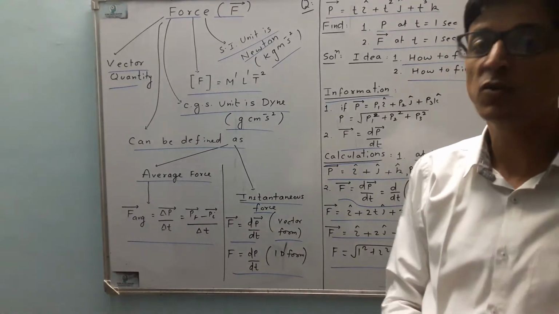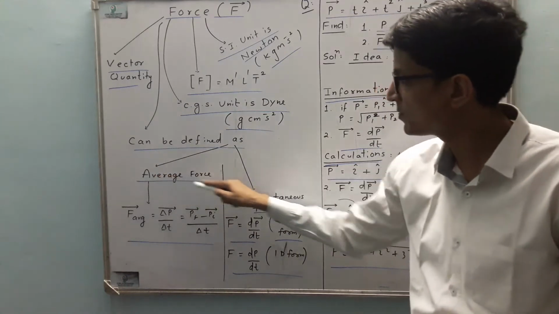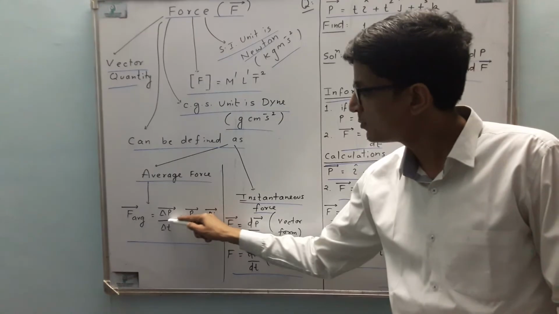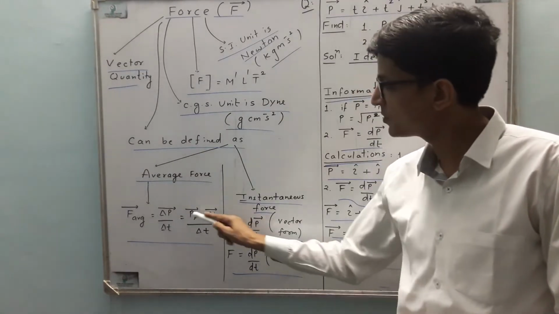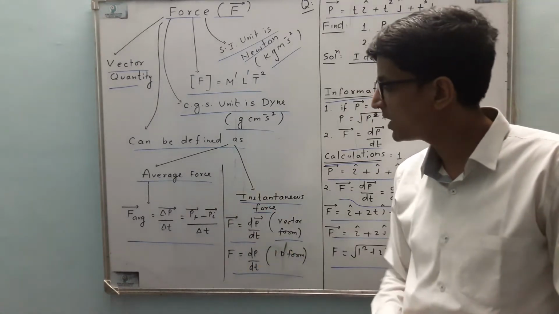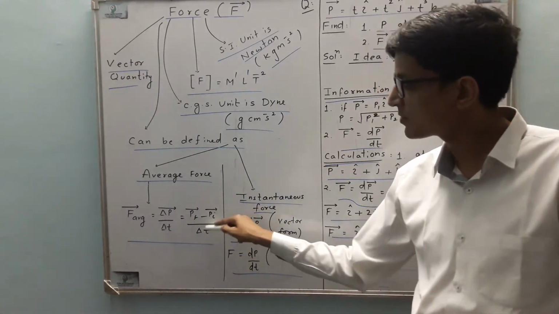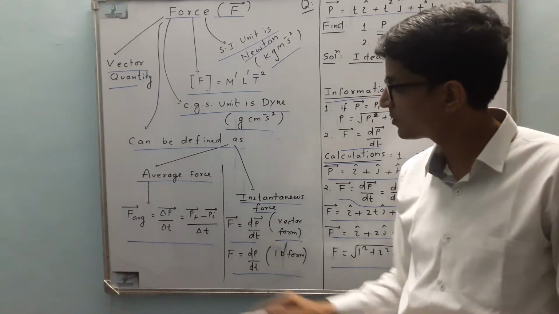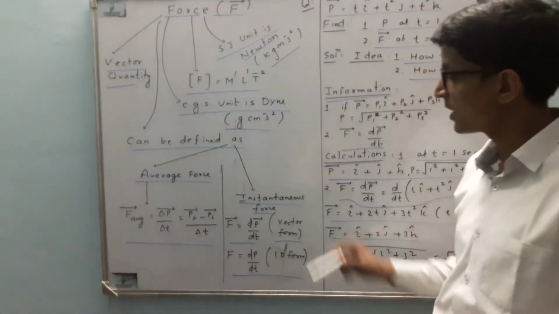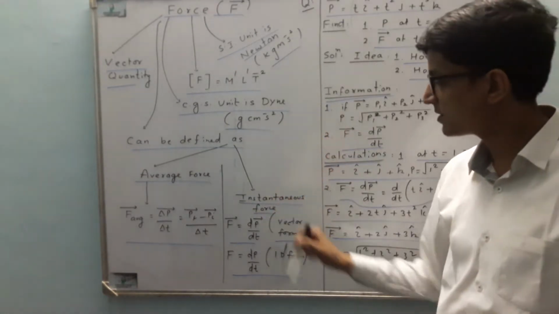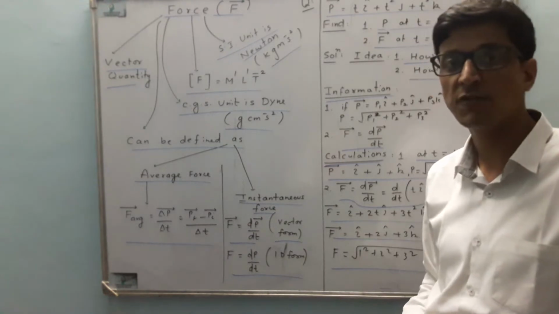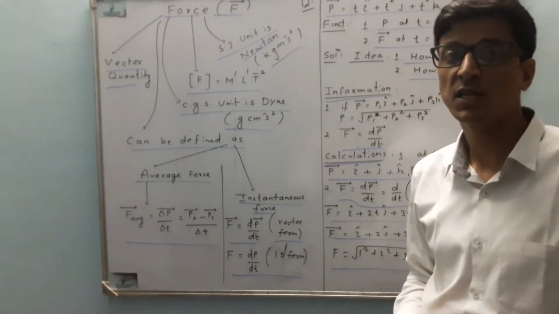It can be defined in two ways. The first is the average force, the second is instantaneous force. Average force is change in momentum per unit time. Suppose final momentum is vector pf, initial momentum is vector pi, and the time taken in this process is delta t. So average force is final momentum minus initial momentum by delta t. Instantaneous force is defined as dp by dt in vector form, and just remove the vector for dp by dt in 1D form. So this is how we can define force.